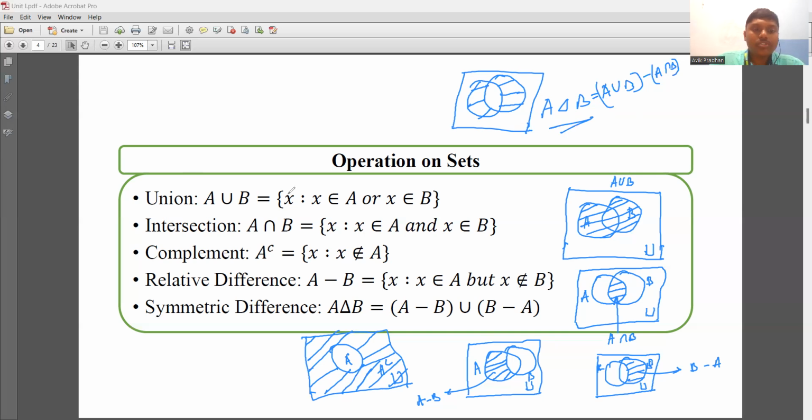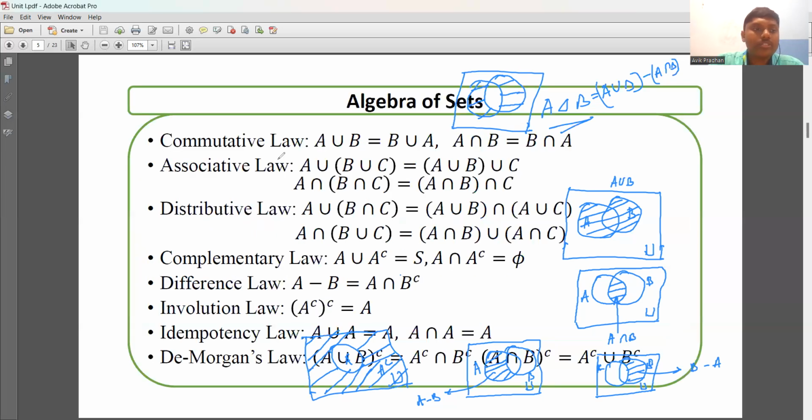In that case, we represent that by the symmetric difference. Okay, so let us go to some rules of the algebra of set theory. Here, let me remove these things.